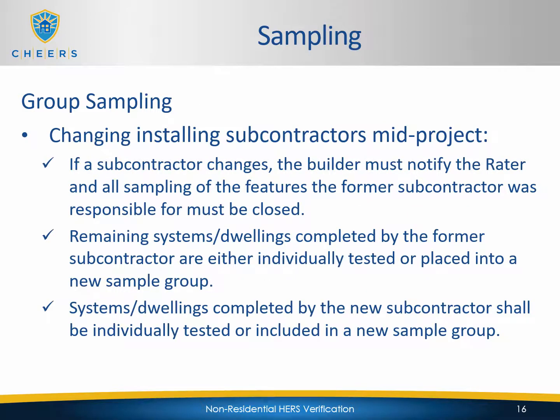So what happens if the installing contractors change mid-project? If the contractor changes, the builder must notify the rater, and all sampling of the features the former subcontractor was responsible for must be closed. So any existing sample groups have to be closed off, and no additional units from the new contractor can be added to those existing sample groups.